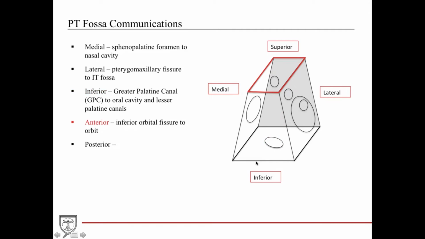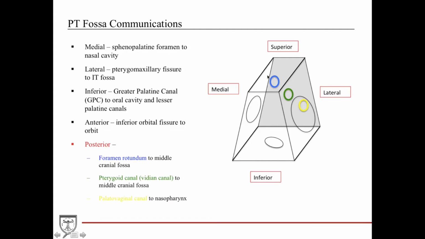Anteriorly, you have the inferior orbital fissure to the orbit. If you imagine, this is where the inferior orbital fissure is, just kind of riding above. And then posteriorly, you have three structures. In blue, you have the foramen rotundum, going to the middle cranial fossa, and this is where you have the maxillary nerve passing through. You have the pterygoid or vidian canal in green in the middle, and then you have your palatovaginal canal, which also goes to the nasopharynx. So just another access way for nerves.